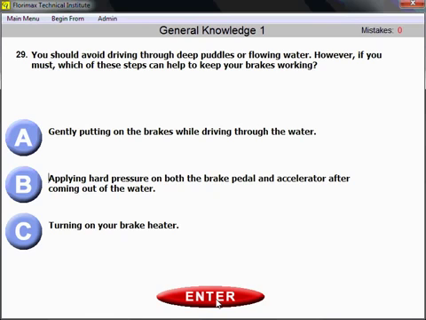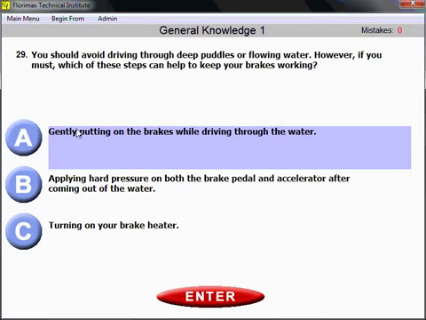Question number 29. You should avoid driving through deep puddles or flowing water. However, if you must, which of these steps can help to keep your brakes working? In other words, to keep your brake pads dry. And the right answer is A. Gently putting on the brakes. Gently, while driving through the water.